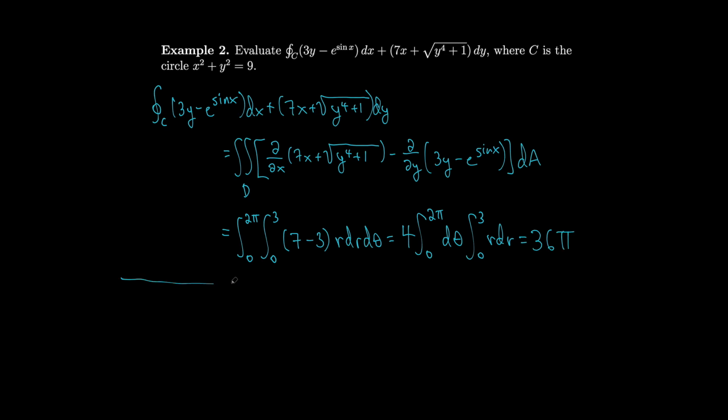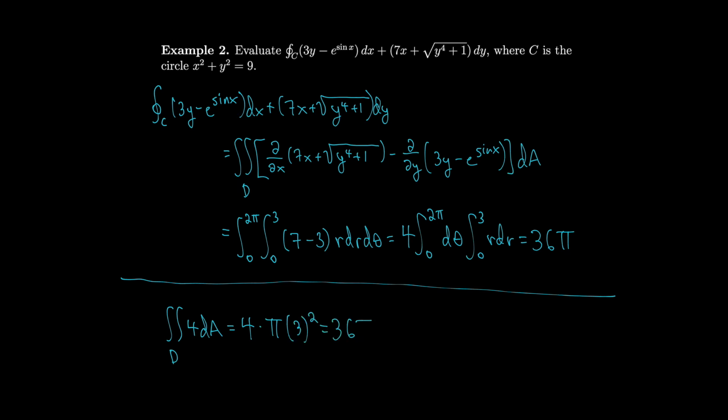This is not the only way you could have done this, though. If you wanted to, you could have avoided polar coordinates. You could have just said that the double integral over D of 4 dA is 4 times the double integral of 1 dA, which is the area of the disk. So that's 4 times the area of a circle, which is pi r squared. So that would be pi times 3 squared, which is 36 pi.